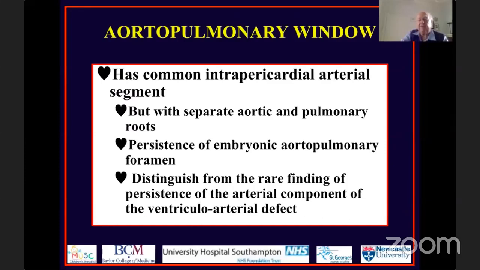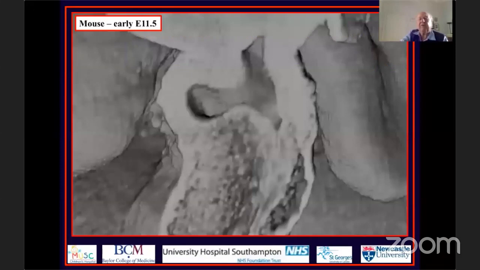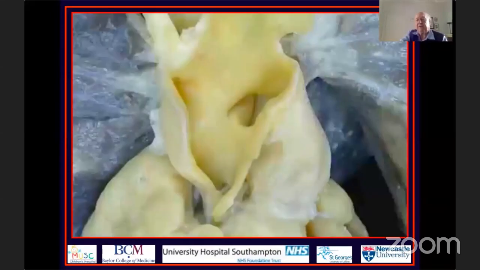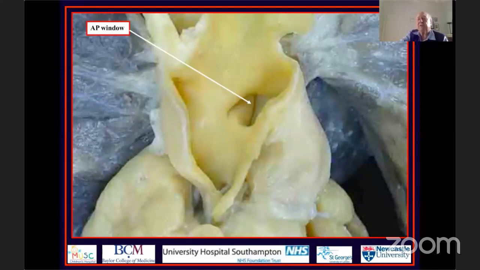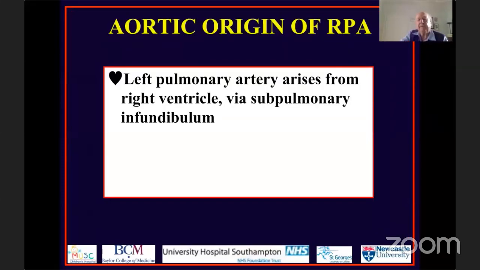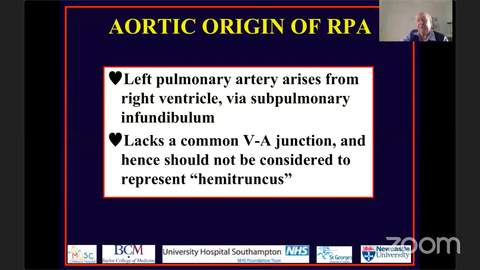And that is no more than persistence of the embryonic aortopulmonary foramen. But now we do need to differentiate that from the very rare finding I've shown you, persistence of the arterial component of that ventriculo-arterial defect. So this is the embryonic aortopulmonary foramen, and that is what we see when we have an aortopulmonary window, because in this setting, the arterial roots themselves and the ventricular outflow tracts have separated one from the other. Aortic origin of the right pulmonary artery exists when the left pulmonary artery arises from the right ventricle via the subpulmonary infundibulum.